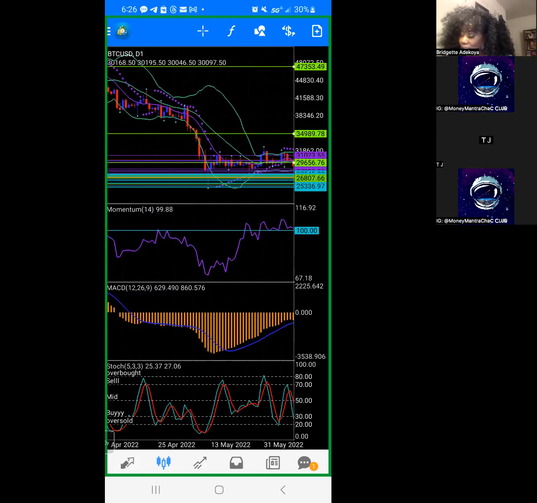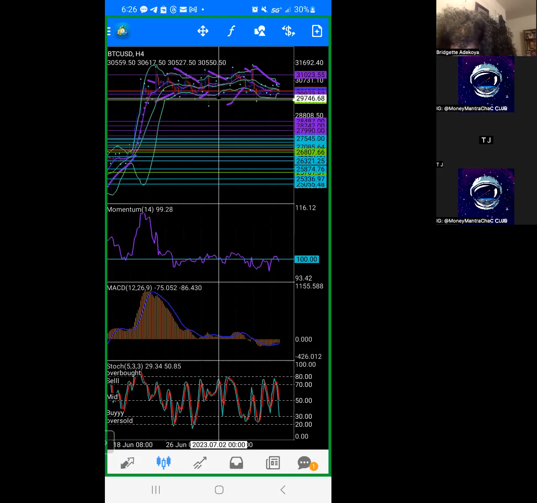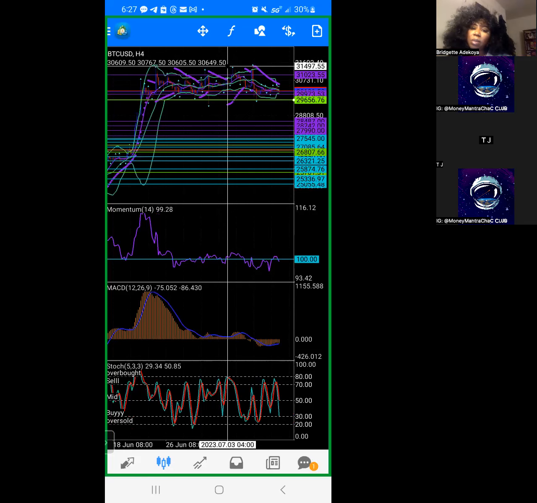So you could even go to the 4 hour. Well, as you can see here, Bitcoin hasn't went over 31,497. So you can even put a line there too, because as you can see, that's where the market has resisted. It hasn't went up over that point for now. So we can even do that too.